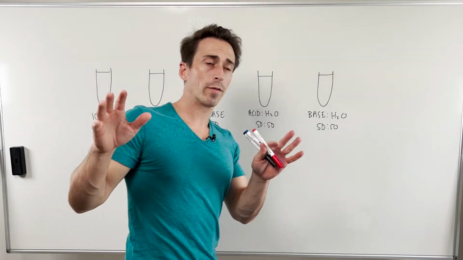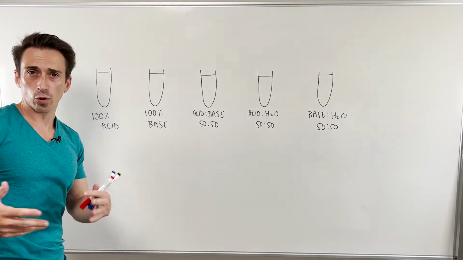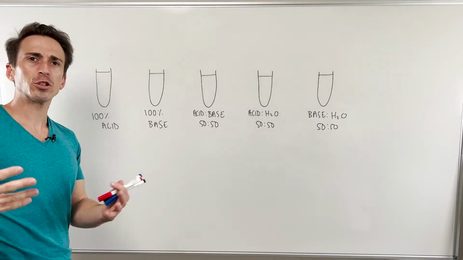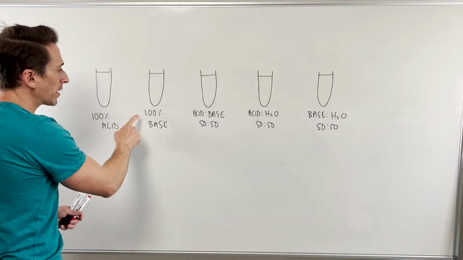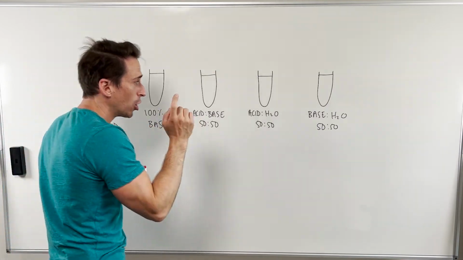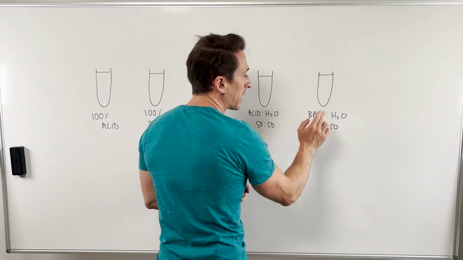So in this experiment, we've got a couple of test tubes with different types of acids, bases, waters, and so forth. And it's your job to test the pH and then explain why that pH is the way that it is. So we've got one test tube that's 100% acid, one that's 100% base, one that's 50-50 acid-base, one that's 50-50 acid with water, and one that's 50-50 base with water.